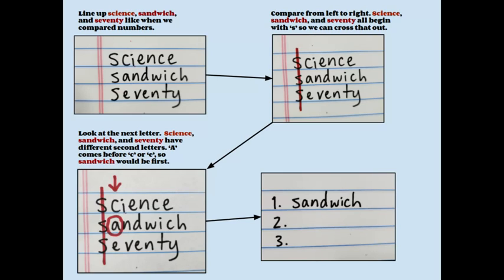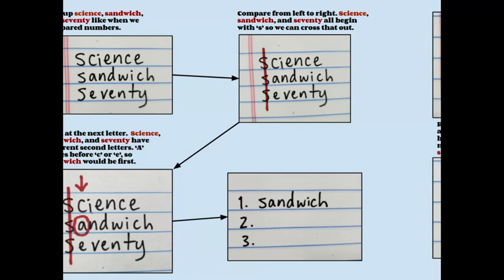Science, sandwich, and 70 all begin with S, so we can cross that out. Then, just like we did before, we're going to look at the second letter, so the next letter to the right. Science, sandwich, and 70 have different second letters. A comes before C or E, so sandwich would be first. So since A comes before C or E, sandwich is our first in alphabetical order.